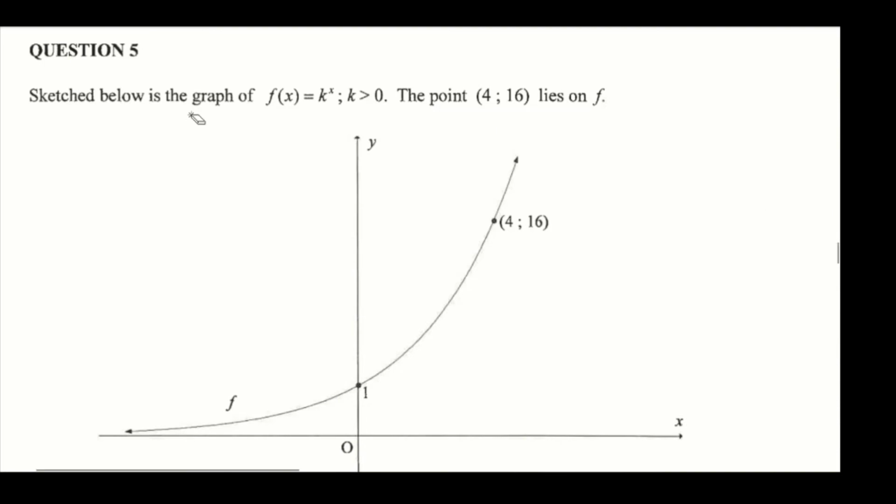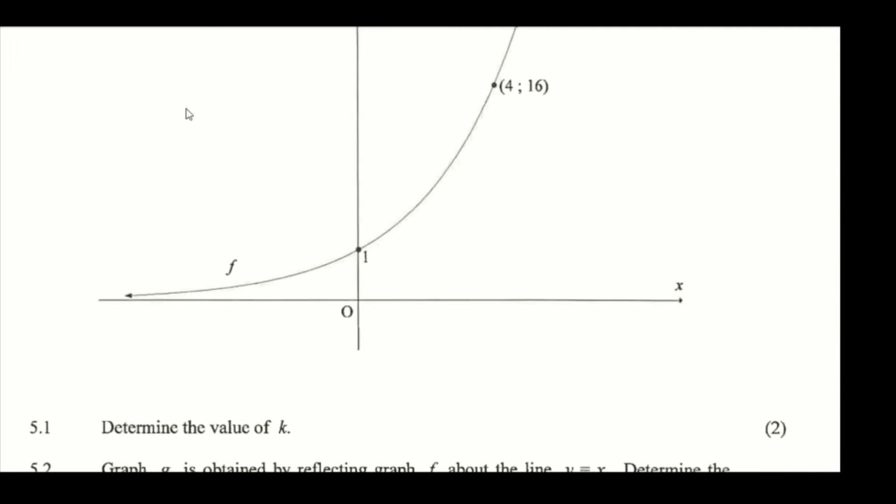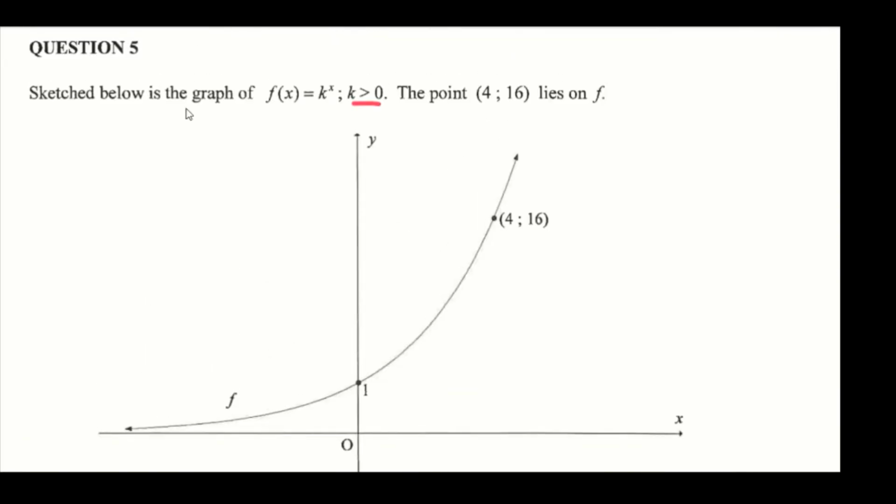f of x is equal to k to the power of x, where k is greater than 0. The point (4; 16) lies on the graph of f. So we are given this graph here, and the first question, 5.1, is to determine the value of k. To determine the value of k, we have f of x equal to k to the power of x. We're going to use this point here, (4; 16), where this is x and this is y, and substitute into this equation.